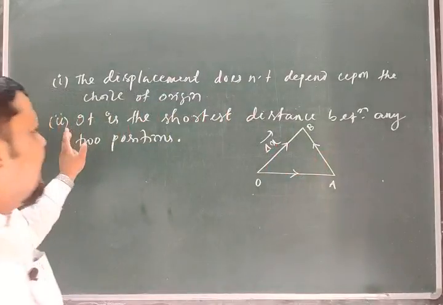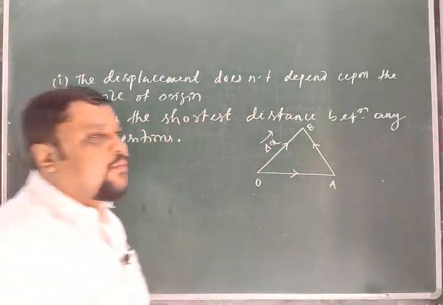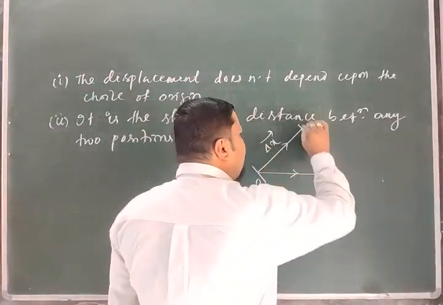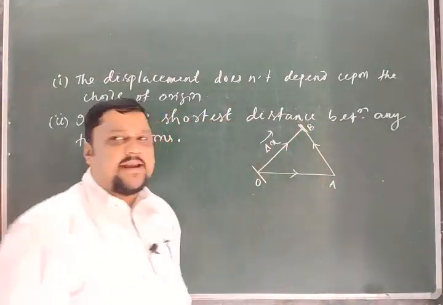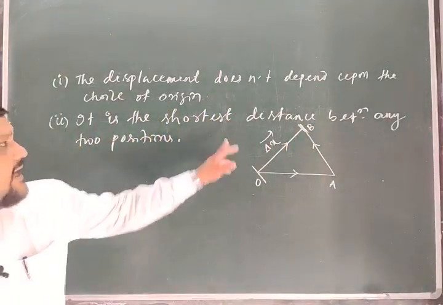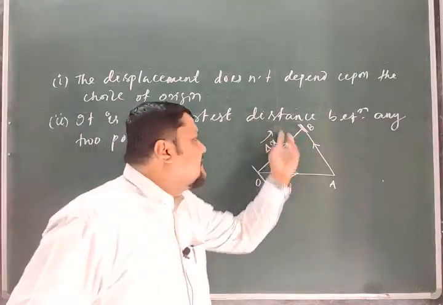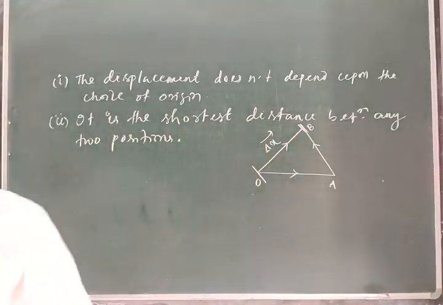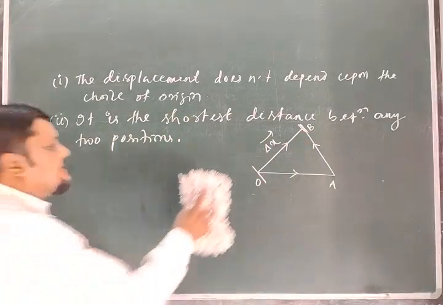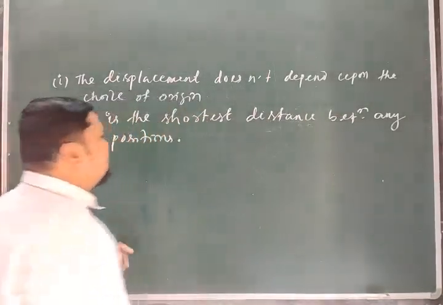Clear? So it is the shortest distance between any 2 positions, from the initial to the final. Clear? So this is the displacement, and it is directed from initial towards the final. Okay, so this is another characteristic we can say about the displacement.